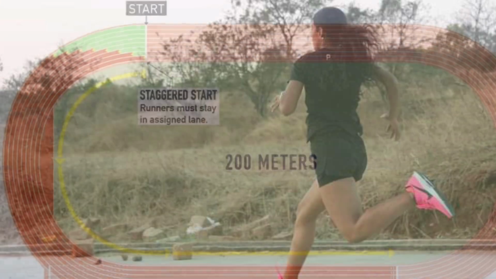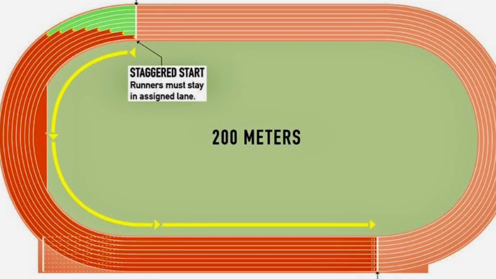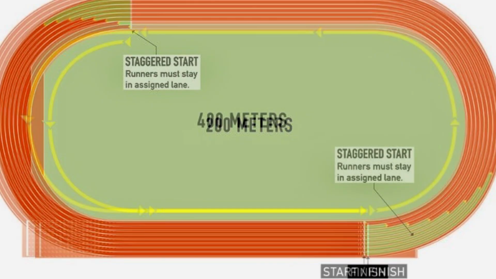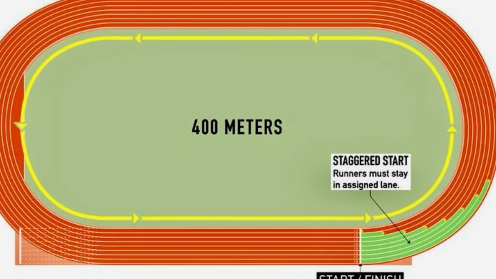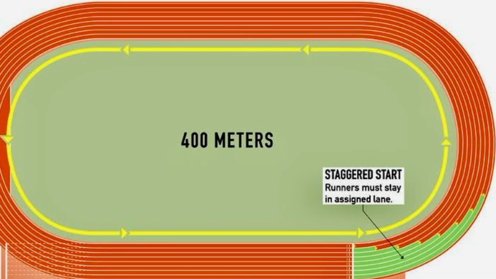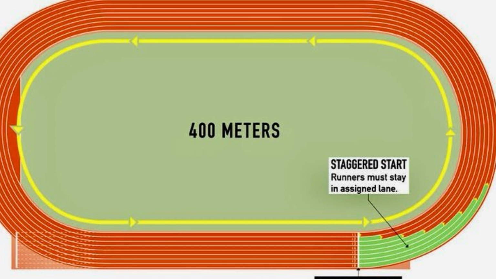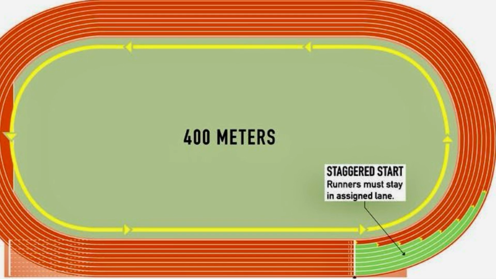200 meter: the race begins on the curve and ends on the home stretch. The 400 meter race also begins on the curve, consists of one lap of the track, and ends on the home stretch. Staggered starts. So something is very important when I said the race begins on the curve.